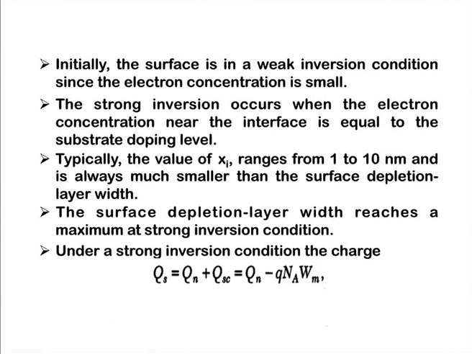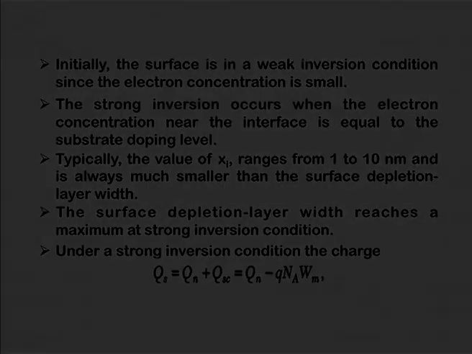The surface depletion layer width reaches the maximum at the strong inversion condition, and we can calculate here in the semiconductor total charges Qs equal to Qn plus Qsc. Qsc is the charges in the depletion region, and since in the strong inversion our depletion width is maximum, so we can calculate it as minus q Na Wm. Here this you can see in the equation.